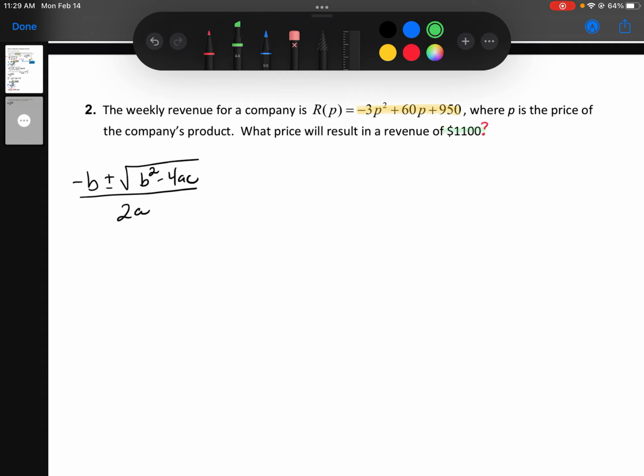Remember, the question's where you find your value. So we're going to put $1,100 equals negative 3P squared plus 60P plus 950. So I just took whatever the value was they gave me, set that equal to this.